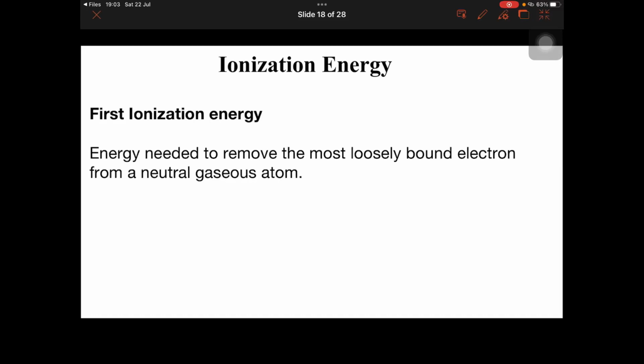So the ionization energy is not something new; we have already discussed ionization energy. It is the energy needed to remove the most loosely bound electron from a neutral gaseous atom. In the enthalpy lesson later on you will be learning about this in detail. Then we would say it is the energy required to remove 1 mole of electrons from 1 mole of gaseous atoms and to form 1 mole of unipositive gaseous ions, releasing 1 mole of electrons.